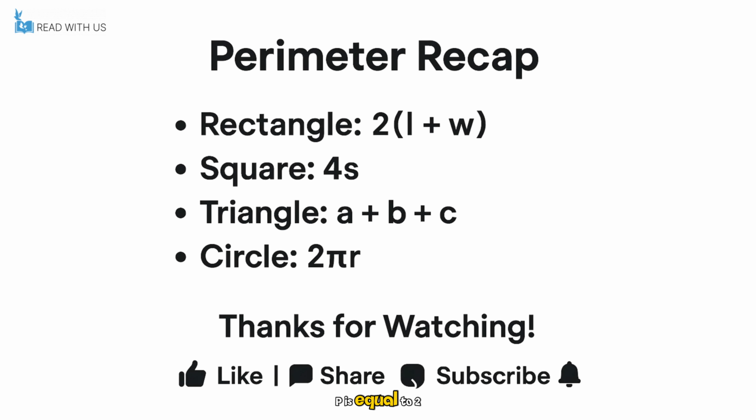So to summarize, perimeter means total distance around a shape. Rectangle, P = 2 × (length + width). Square, P = 4 × side. Triangle, add all three sides. Circle, circumference is equal to 2πr. And that's all you need to know about perimeter.